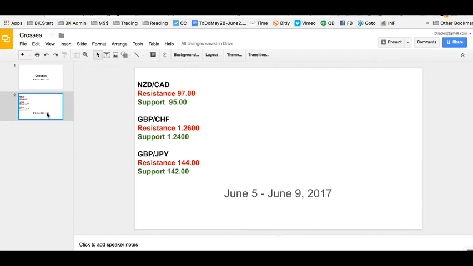The Kiwi CAD cross is a clear breakout cross of relative strength against relative weakness. CAD is very much underwater because oil just simply can't get out of its own way, whereas Kiwi is getting all of this carry trade flow into it. Resistance is 97, support is 95, and I think we broke out above this 96 level, so it suggests there's further upside, especially if we get any kind of further weakness in the oil as the week starts out.